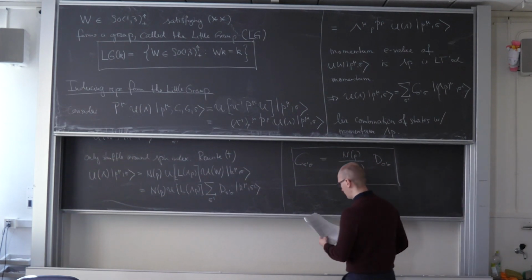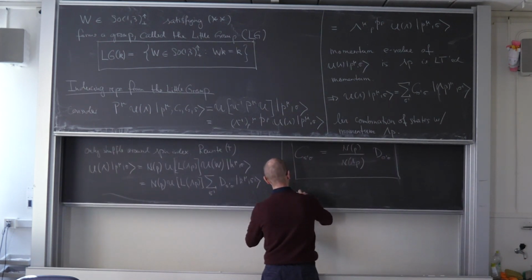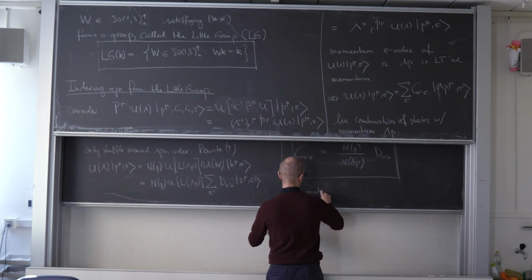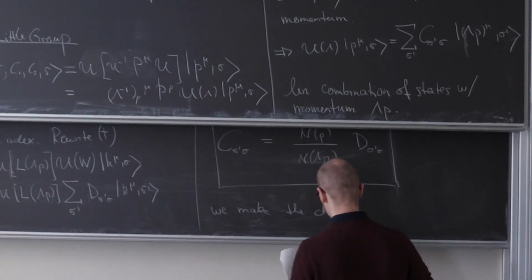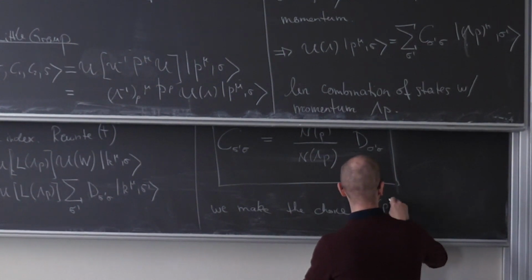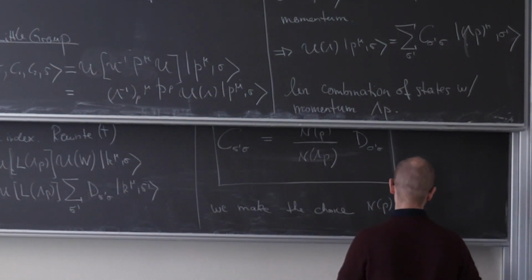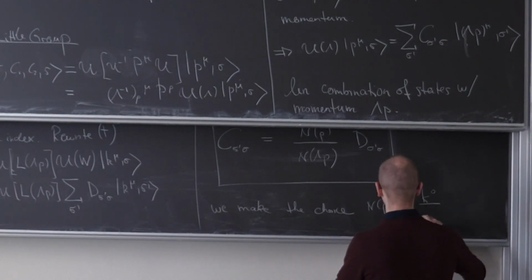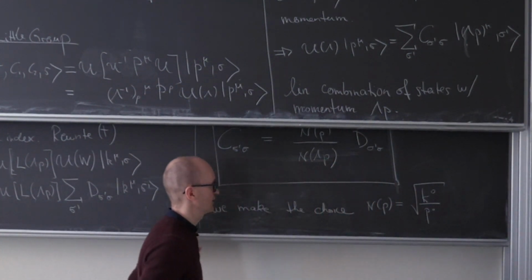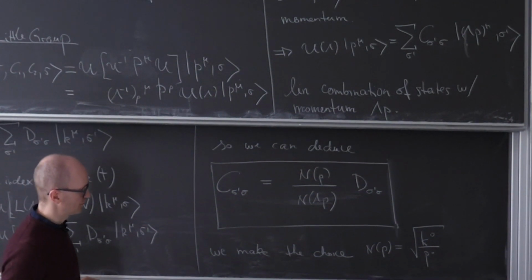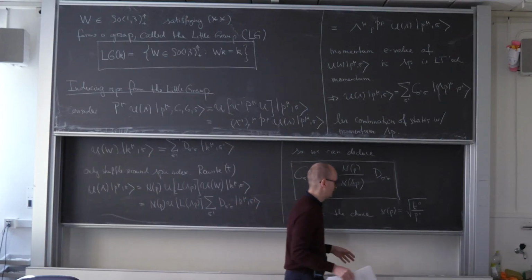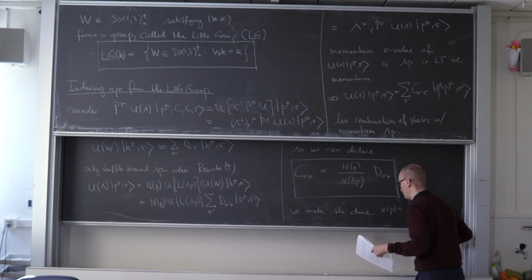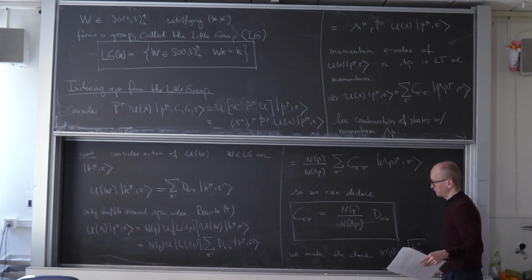So to finish this here, we make the choice that N of P is actually equal to, well, so that's why it would have been more appropriate to keep also the K around, because it implicitly depends on K. But we make the choice that N of P is equal to the square root of K0 over P0. And the reason for this is that it is actually the choice that is made, for example, in the field theory textbooks of Weinberg.